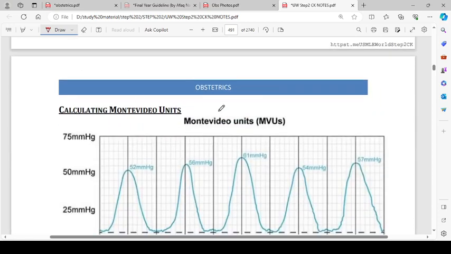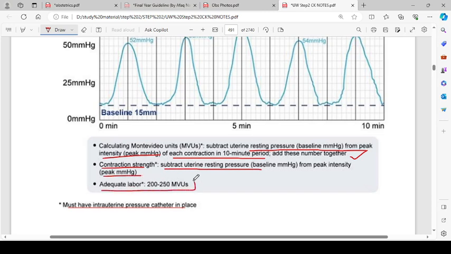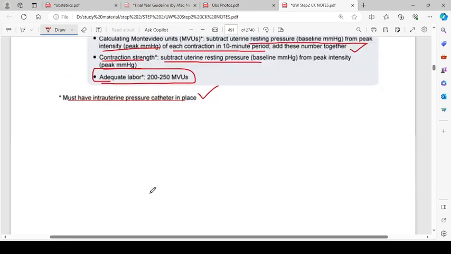Then, how do we calculate Montevideo units? Montevideo units, MVUs. To calculate them, subtract the uterine resting pressure baseline in millimeters of mercury from the peak intensity, peak millimeters of mercury, of each contraction in a 10-minute period. Add these numbers together. The adequate level is 200 to 250 Montevideo units. You must have an intrauterine pressure catheter in place.